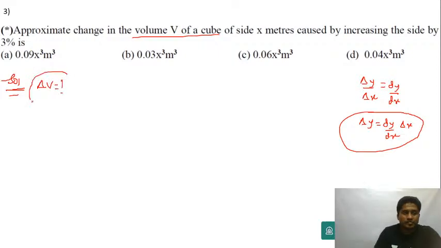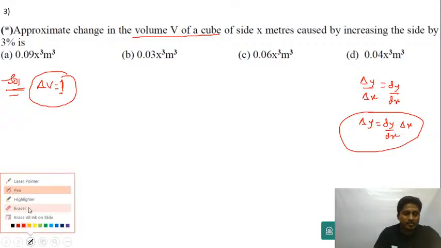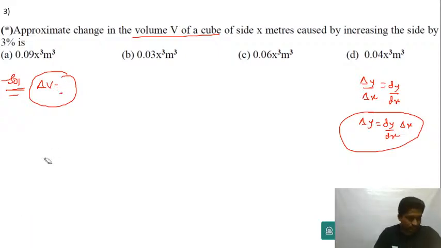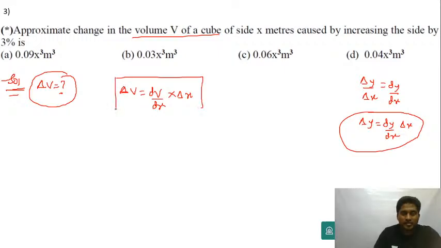I'm supposed to find out what is delta V. Now, delta y is equal to dv by dx into delta x. You understand? This is delta v. Delta v is dv by dx into delta x.